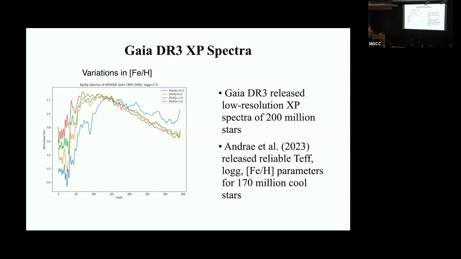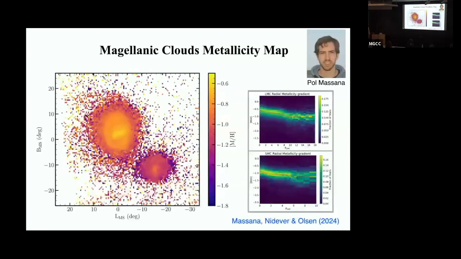So Paul and I were very interested in using this in the MCs, especially in the periphery. So here's a metallicity map of the MCs. And you can see there's a lot of substructure around the clouds that have been seen for a while now. But now we can actually look at the metallicity trends. And over there, on the right, is the radial metallicity gradients as you move out.